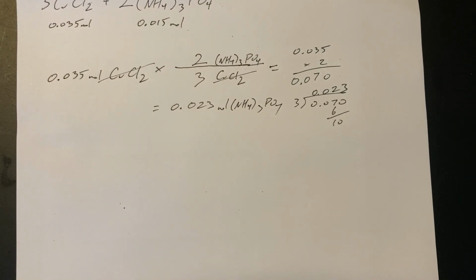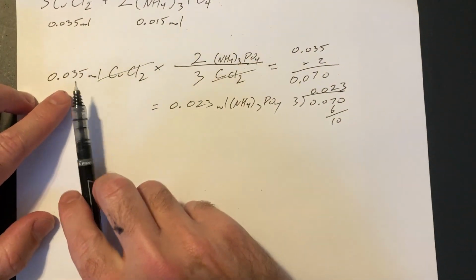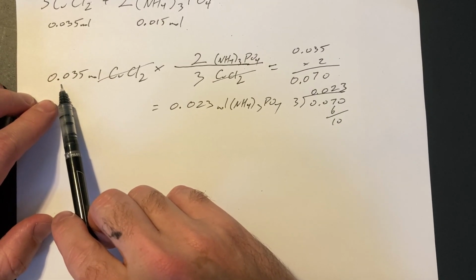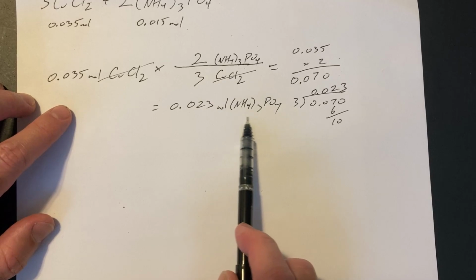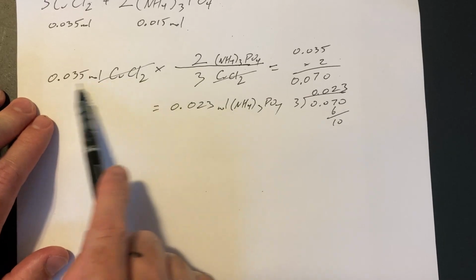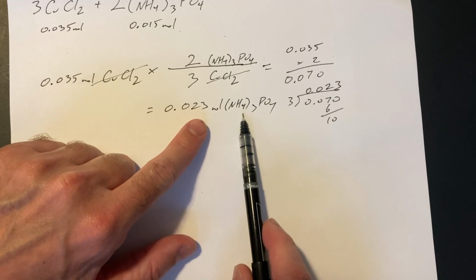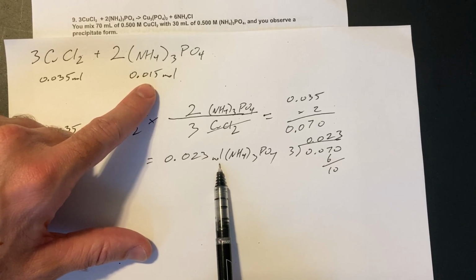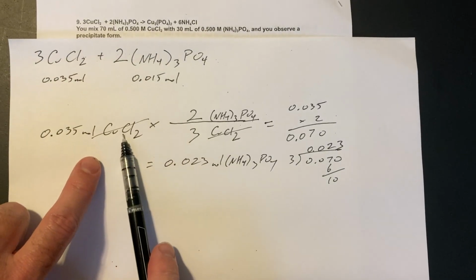All right, how do you interpret this result? This is how you word it. Say that, okay, if I wanted to use up all of my copper chloride, all of my 0.035 moles of copper chloride, I would need to have 0.023 moles of ammonium phosphate. So if I wanted to perfectly react and use this all up, I would need this much ammonium phosphate. Well, let's compare it to how much ammonium phosphate we actually have. Oh, we've only got 0.015 moles of ammonium phosphate. We would need 0.023 to use up all of our copper chloride.